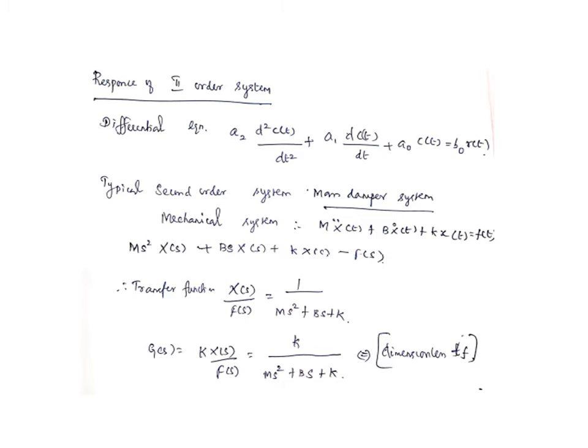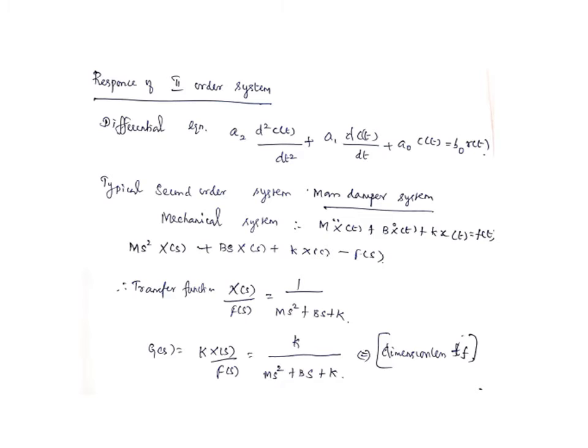So m x double dot of t plus b x dot of t plus k x of t is equal to f of t. Taking the Laplace transform of the equation, we get m s square X of s plus b s X of s plus k X of s, which is equal to F of s. Then the transfer function is nothing but output divided by input.